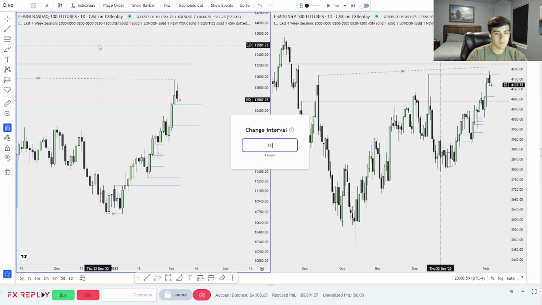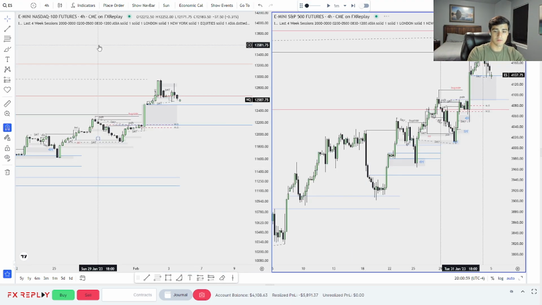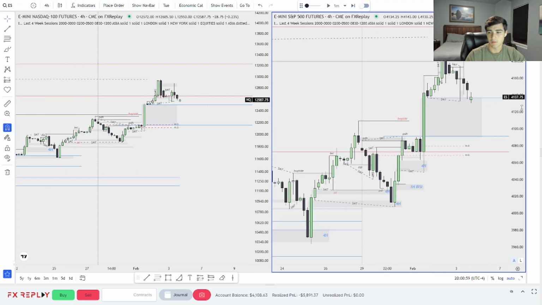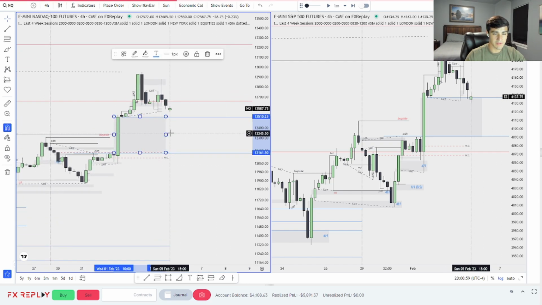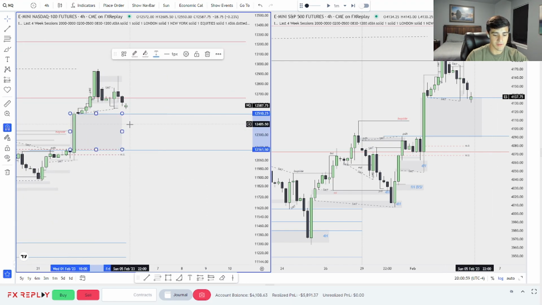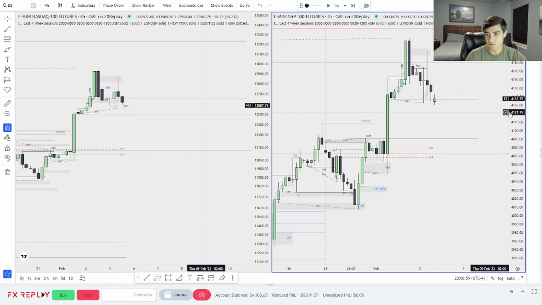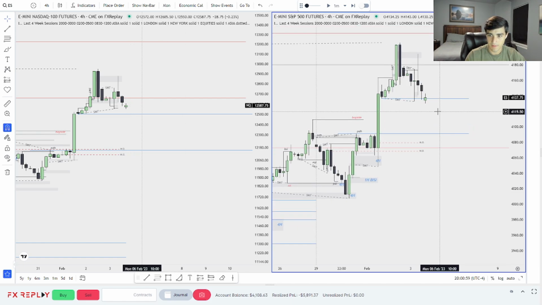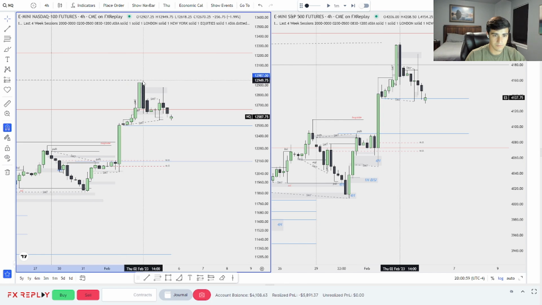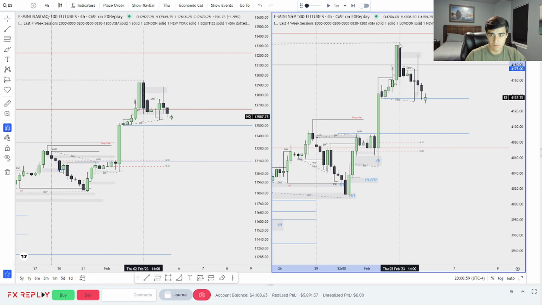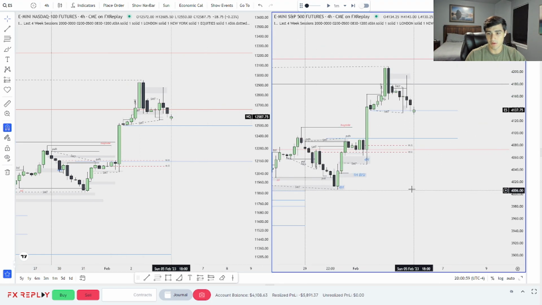Okay, 4 hour. Yeah, this is messy. We have this large imbalance, which is the daily imbalance that has yet to be rebalanced. And this was on FOMC. This could be the start of a market maker sell model, and this would be our ERL down here, right? Maybe this low right here.